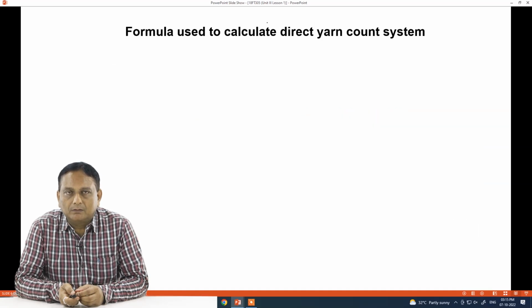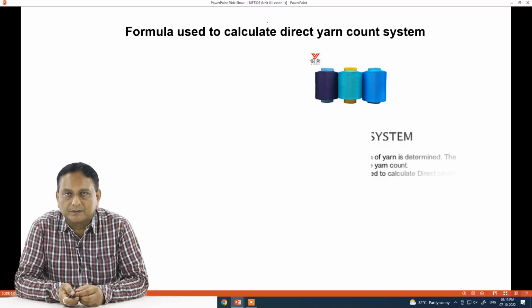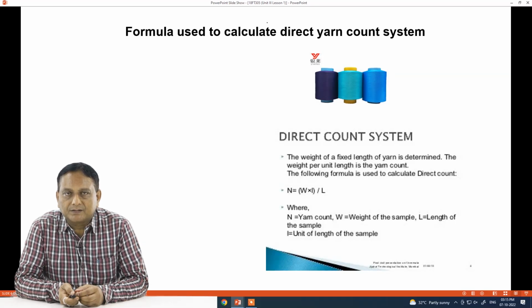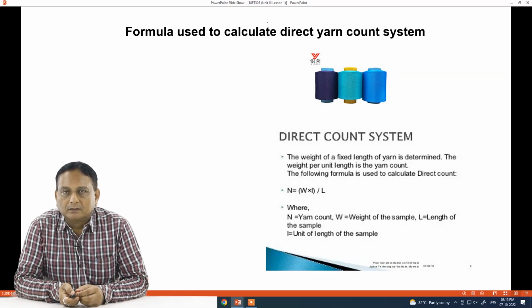Now let us see the formula used to calculate the direct yarn count. Let us see the formula of count calculation for this direct yarn. In the direct system of counting, as we already mentioned, the weight of a fixed length of yarn is determined, and the weight per unit length is the yarn count. So this is the formula as shown in the picture. By using this formula, we can get the direct yarn count.